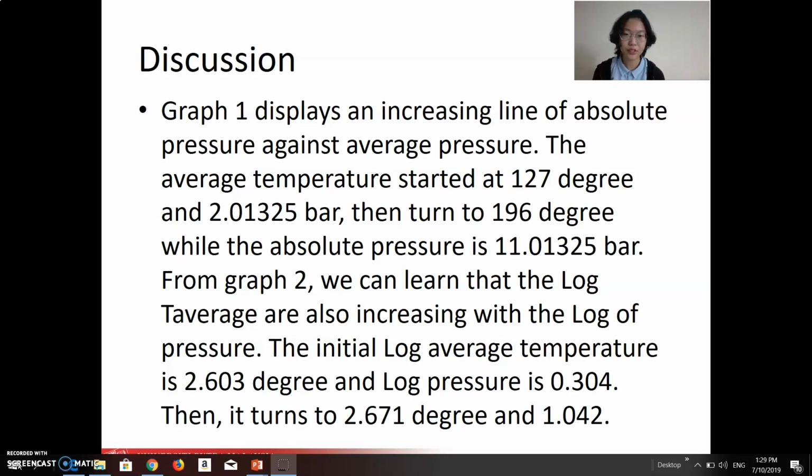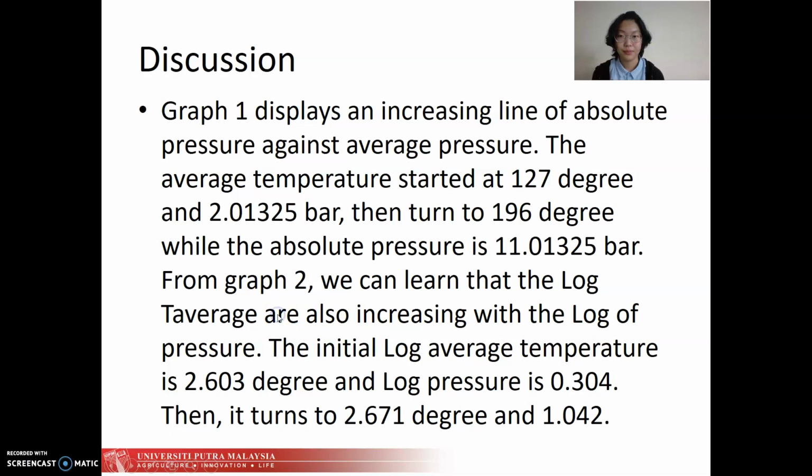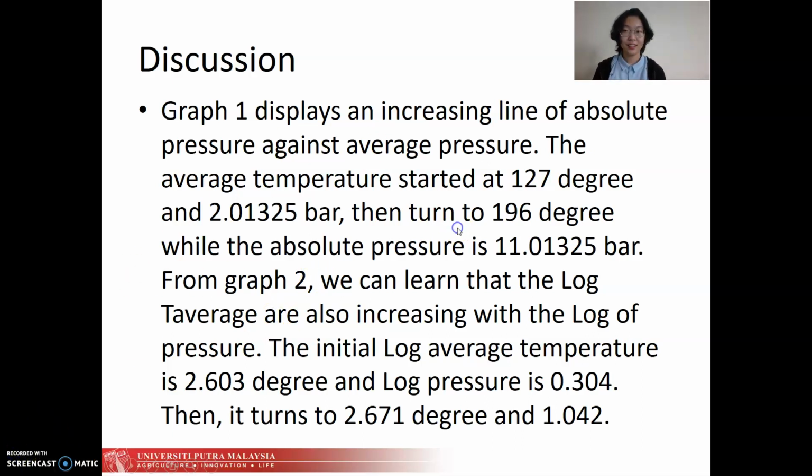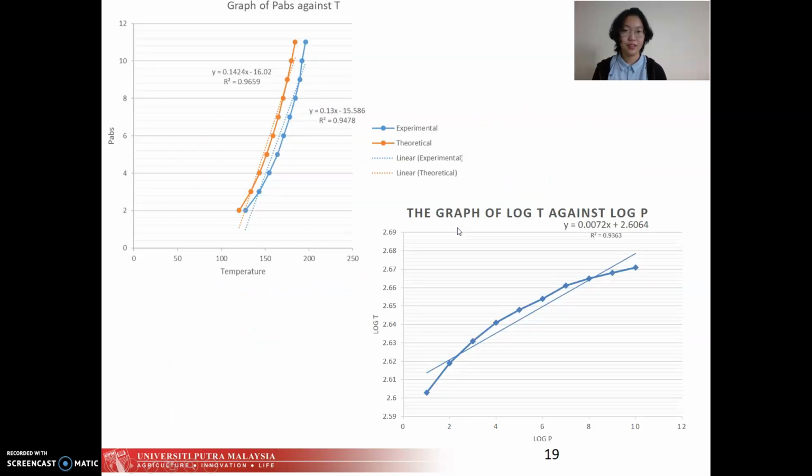The initial log average temperature is 2.603 degrees and log pressure is 0.304. Then it turns to 2.671 degrees and 1.042. This is graph 1 and graph 2.